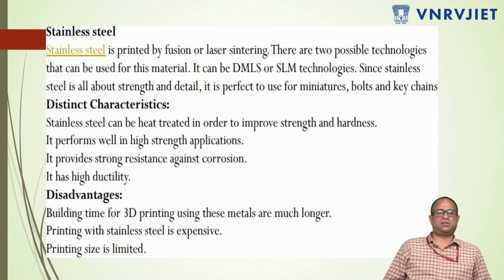And SS is a promising metal which is widely used, and the only two possible techniques used are DMLS or SLM, direct metal laser sintering or selective laser melting. SS can be heat treated in order to improve its strength and hardness, and it performs very well in high strength applications. And coming to the case of drawbacks, building time for 3D printing using these materials is much longer, and printing with stainless steel is expensive, and printing size is limited.